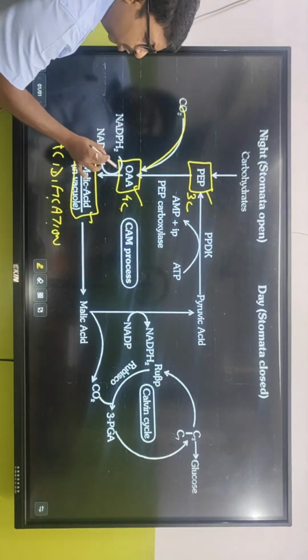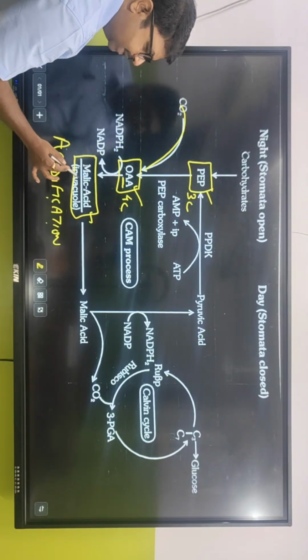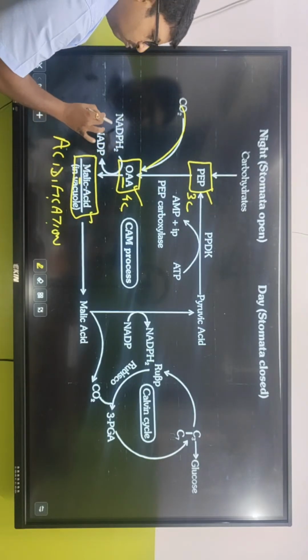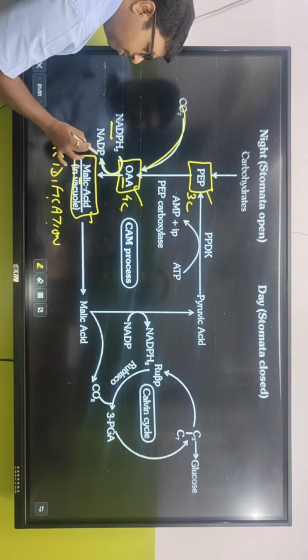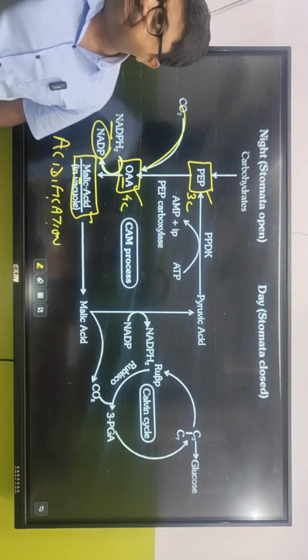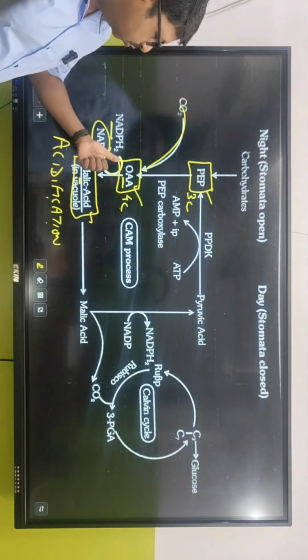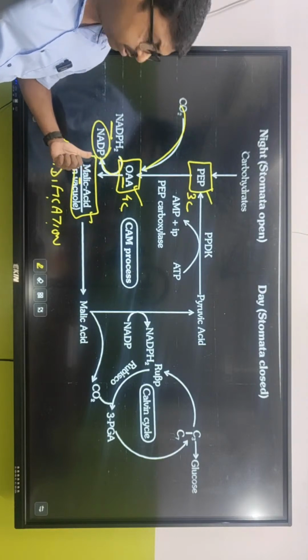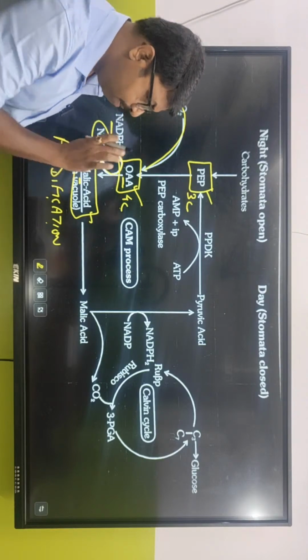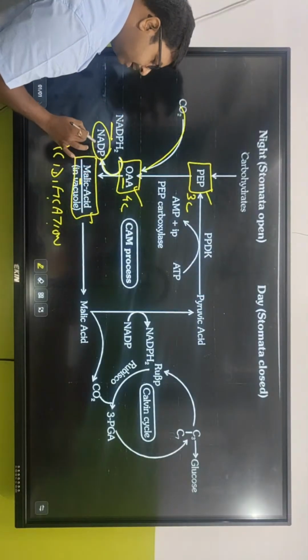To do this, what happens? From oxaloacetic acid to malic acid, one NADPH2 gets broken down into NADP. Clear? One NADPH2 is broken down but utilized to give rise to what? NADP.